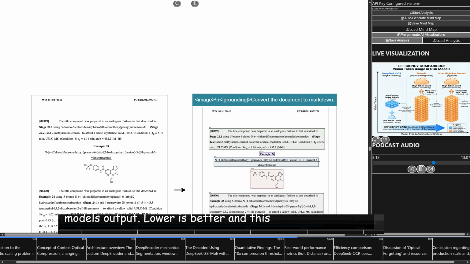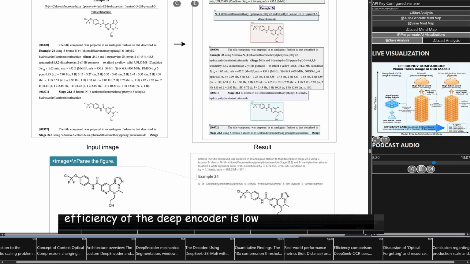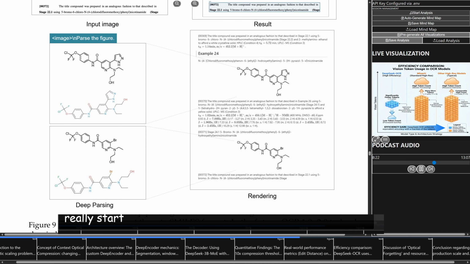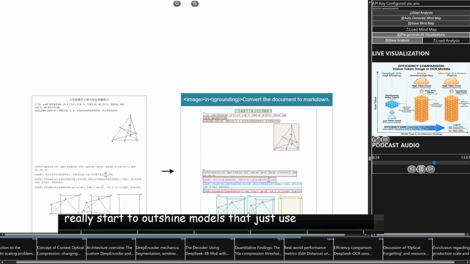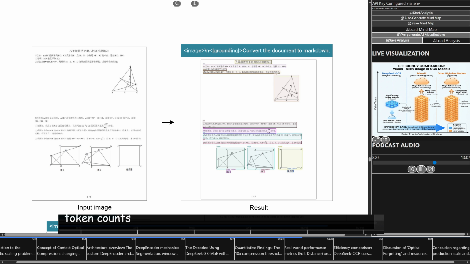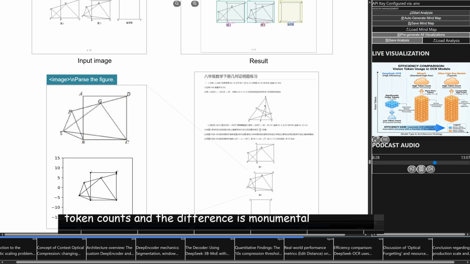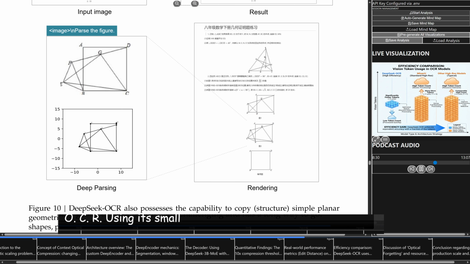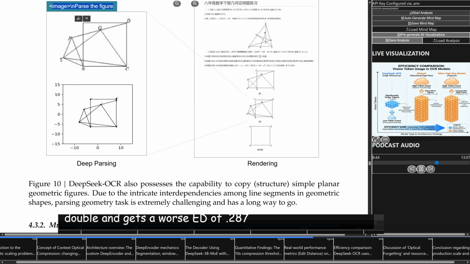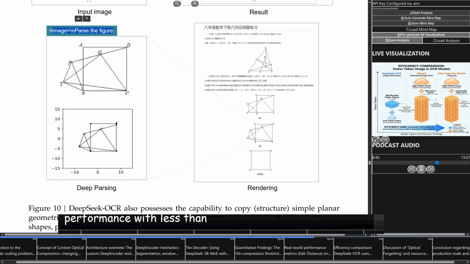And this is where the efficiency of the DeepEncoder's low token output should really start to outshine models that just use brute force token counts. And the difference is monumental. DeepSeek-OCR, using its small mode of just 100 vision tokens, gets an edit distance of 0.221. Okay. Now compare that to a big competitor, GOT-OCR 2.0. It uses 256 tokens, more than double, and gets a worse ED of 0.287. So superior performance with less than half the computational work.